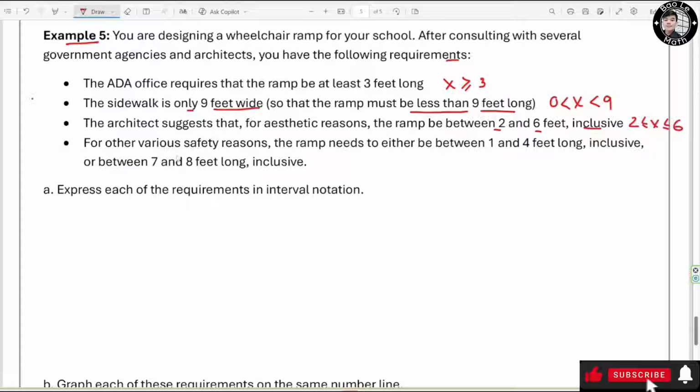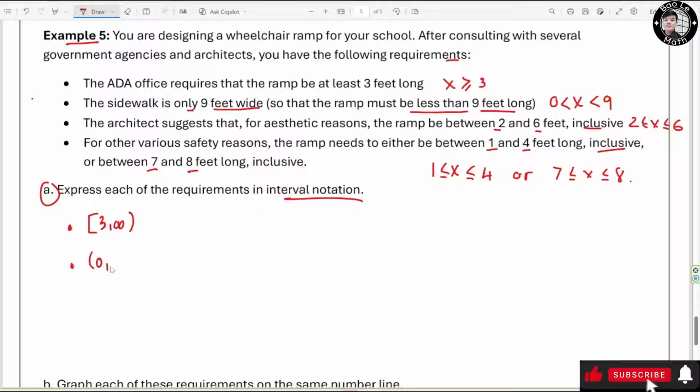Now the last one, for other various safety reasons, the ramp needs to either be between 1 and 4, right? So 1 less than or equal to s less than or equal to 4, or between 7 and 8 feet long inclusive, right? Now question A. Express each of the following requirements in interval notation. The first one, 3 to infinity, right? The second one, 0, 9, right? The third one, 2 to 6, and the last one.